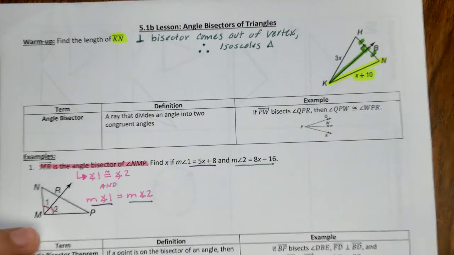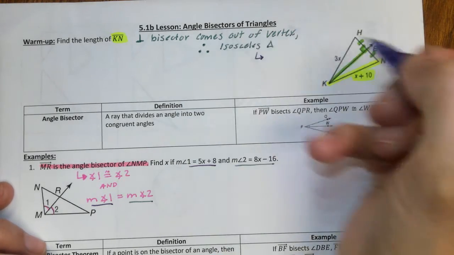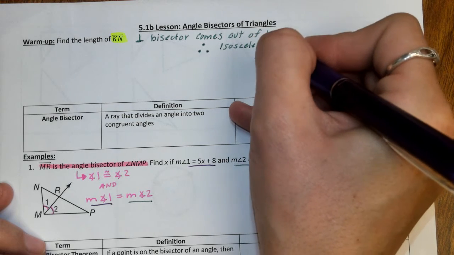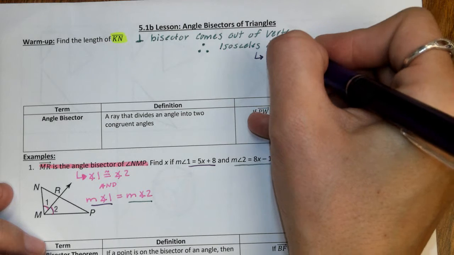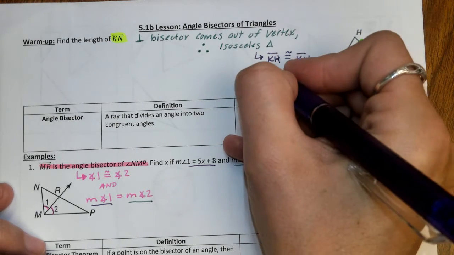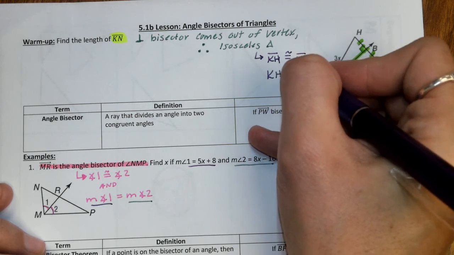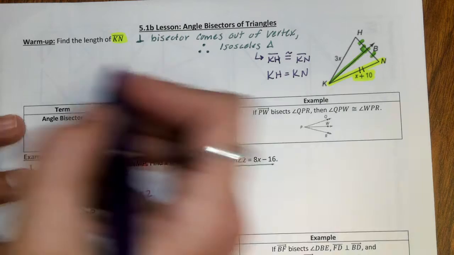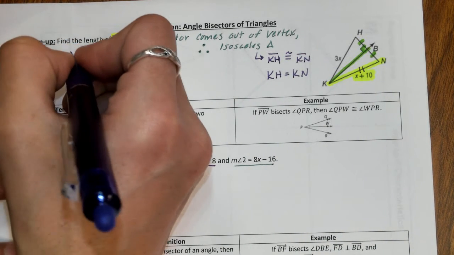Okay, so this is now going to bring us to the fact that we can now say that segment KH is congruent to segment KN, also giving us the measurements are equal. So KH is equal to KN. So we're going to take this information and set these two equal to each other. So over here, I will take 3x and set it equal to x plus 10.